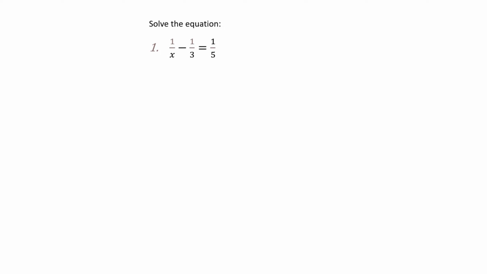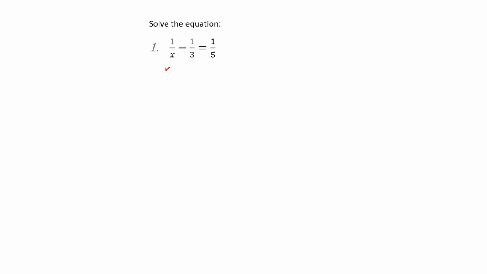So here this is a fraction. The first thing that comes into mind is finding the LCM. So here we multiply the denominators. X multiplied by 3 is 3x, 3x multiplied by 5 is 15x. So 15x is our least common multiple, the LCM.